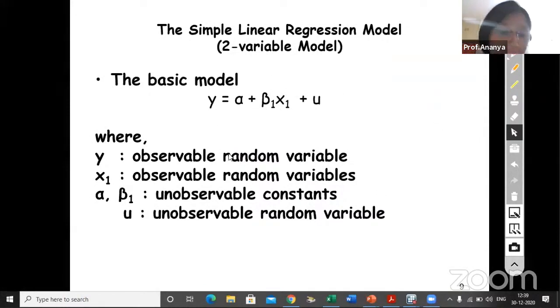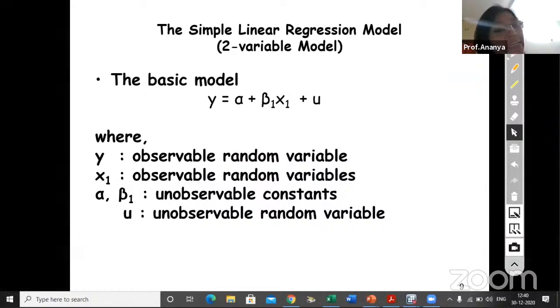We have a dependent variable which we call y, and we have an explanatory variable which I'm calling x1 over here. Both y and x1 are random variables and they are observable, which means that I can pick up a random sample on y and x. Now, why am I picking up this random sample? Because I want to estimate the relation between y and x.